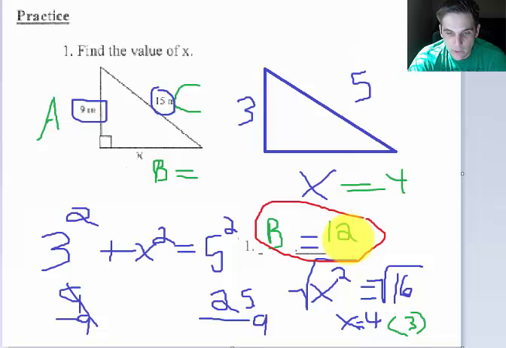So this is one thing to think of. If the numbers are bigger, like 9s and 15s, if there's a greatest common factor, divide them by the greatest common factor, then solve for the missing side using the numbers that you have left over. But then remember your final answer for the missing side, make sure you multiply it by the greatest common factor to get your final answer. If you have any questions, ask me in class.